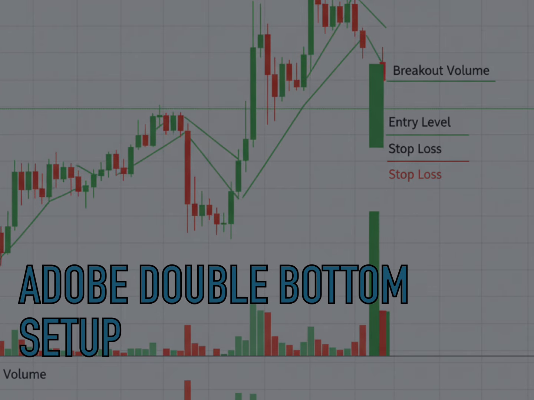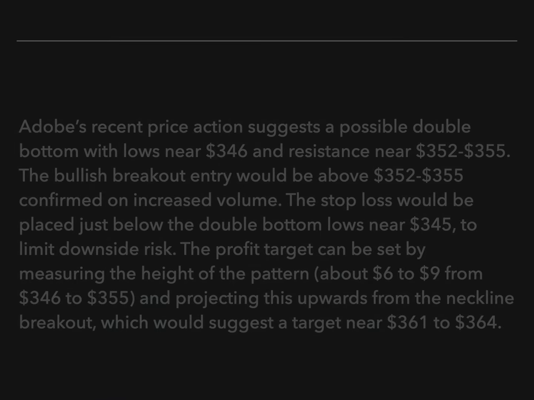The Adobe double bottom setup. Adobe's recent price action suggests possible double bottoms with lows at 346 and resistance near 352 to 355. The bullish breakout entry would be above 352 to 355, confirmed on increased volume. The stop loss would be placed just below the double bottom lows, near 345, to limit downside risk. The profit target can be set by measuring the height of the bottom, about $6 to $9 from 346 to 355, and projecting this upwards from the neckline breakout, which would suggest a target near 361 to 364.